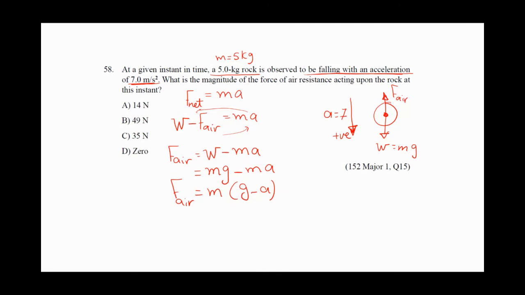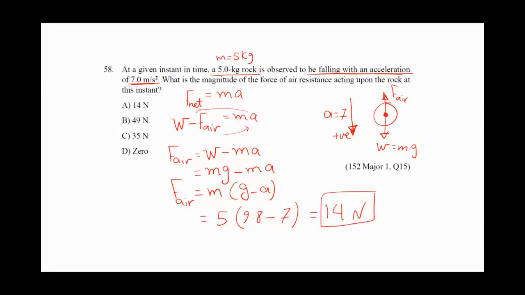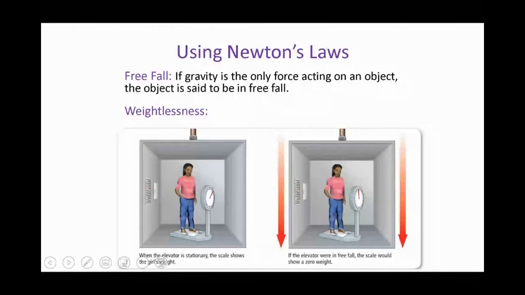So you can substitute: the mass of the object is 5 kilogram, times g, which is 9.8, minus the acceleration, which is 7. The result will be 14 Newton. Okay, so if you memorize the equation, that's fine, or it's better if you can deduce it yourself. Questions? Do you have any question, guys? Understood? Okay.